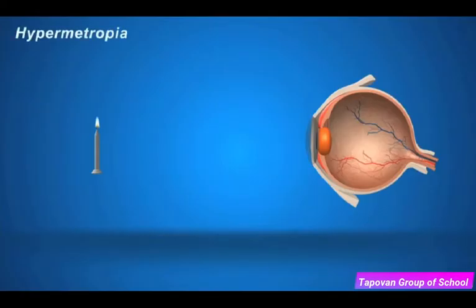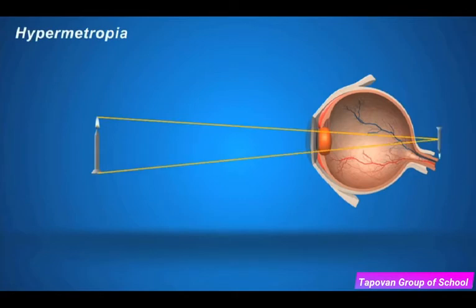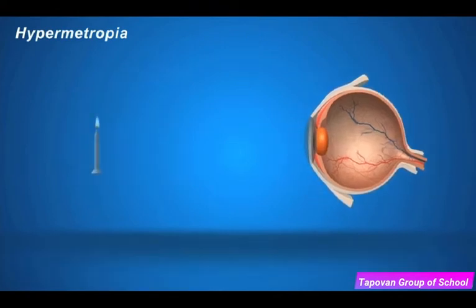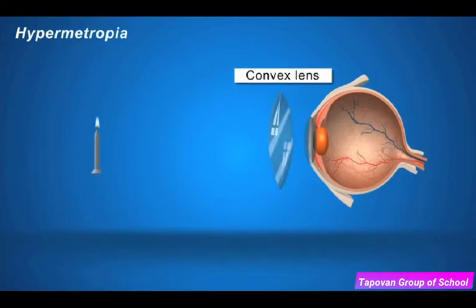This is because the light rays from a close-by object are focused at a point behind the retina. This defect arises either because the focal length of the eye lens has become too long or the eyeball has become too small. This defect can be corrected by using a convex lens. The convex lens decreases the focal length of the eye lens and forms the image on the retina.